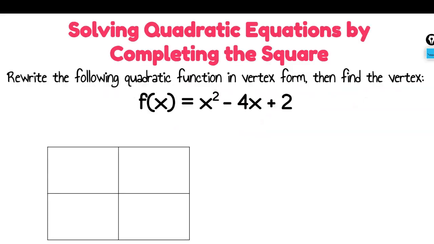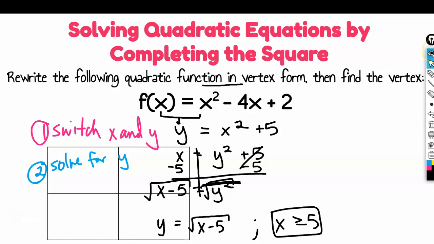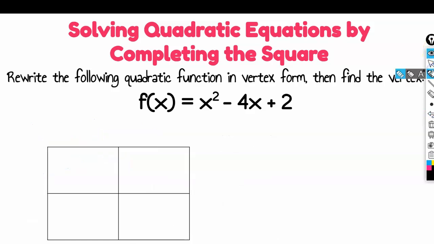Starting out with where Desmos cannot help you. Here we see a question that asks you to rewrite this quadratic function in vertex form and then find the vertex. All right, starting out, vertex form is when your equation looks like this. Obviously this does not look like this. This does not have parentheses. This does. How do I make it look like that?